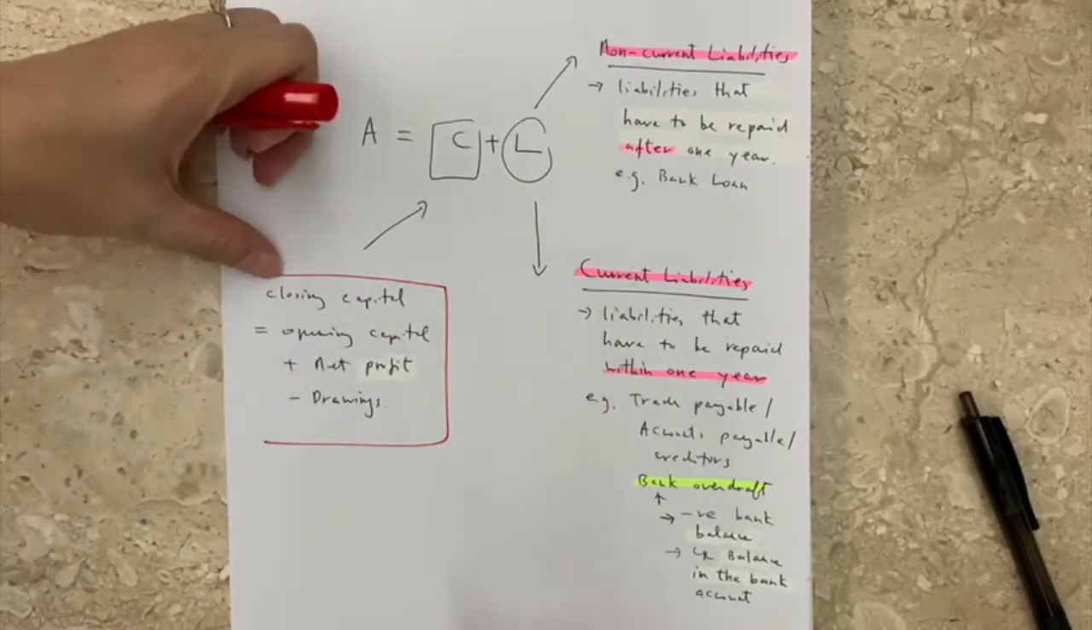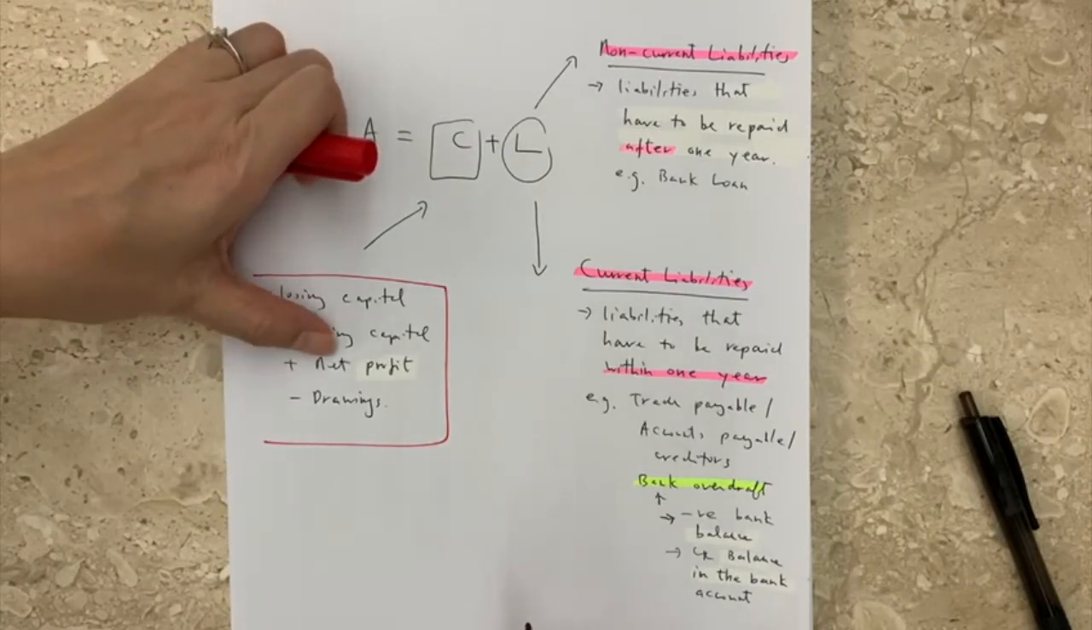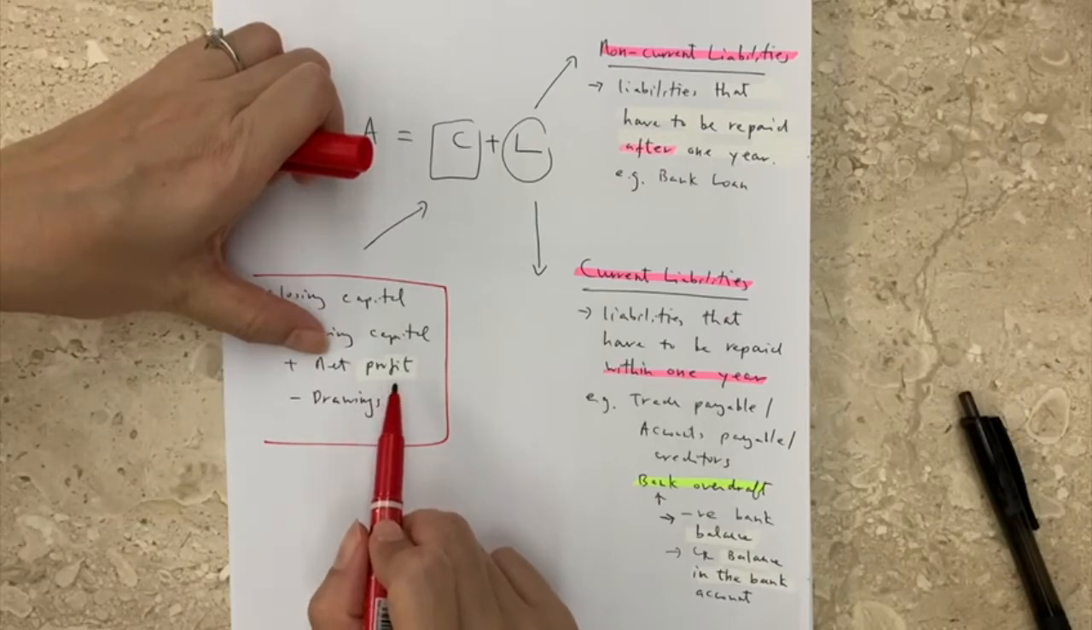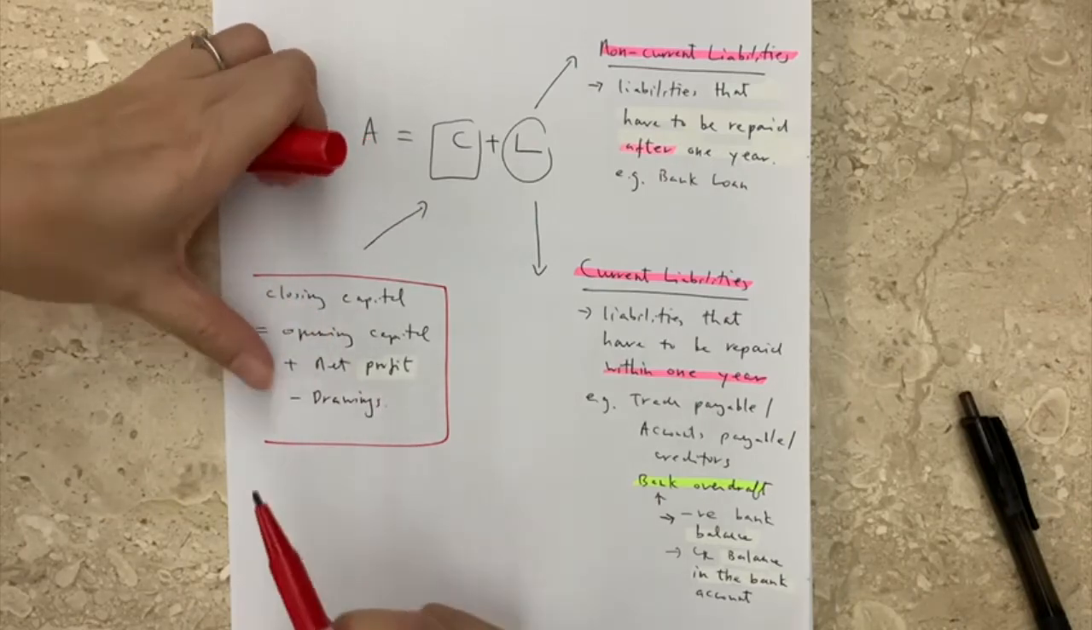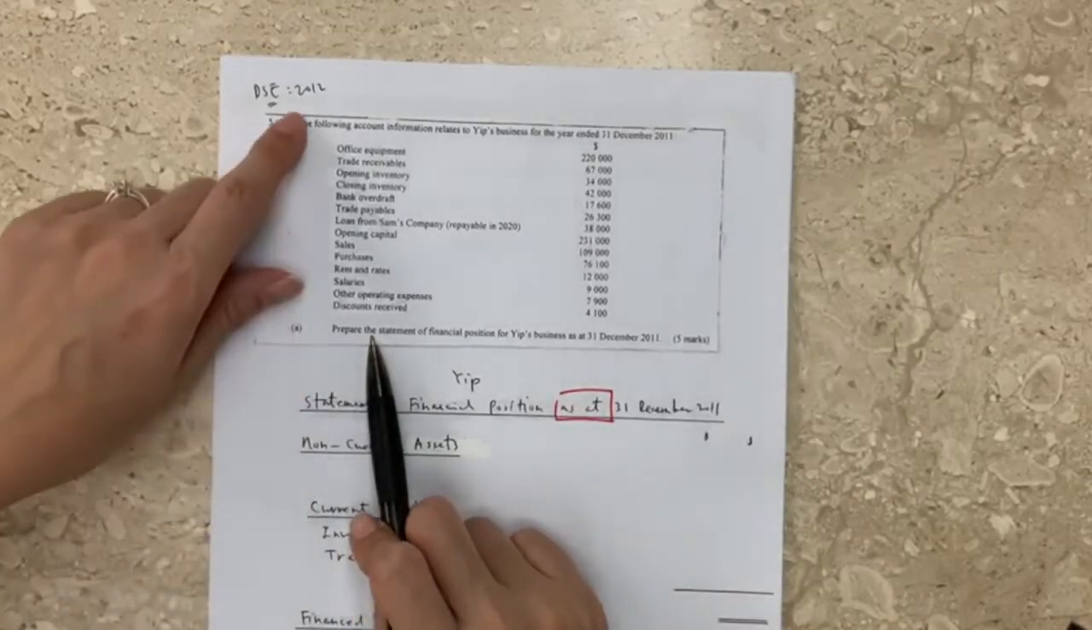So closing capital is equal to opening capital plus net profit. So how do you get this net profit? You can refer to step 4, which is the income statement, and then minus drawings. Let's do one DSE question in 2012.